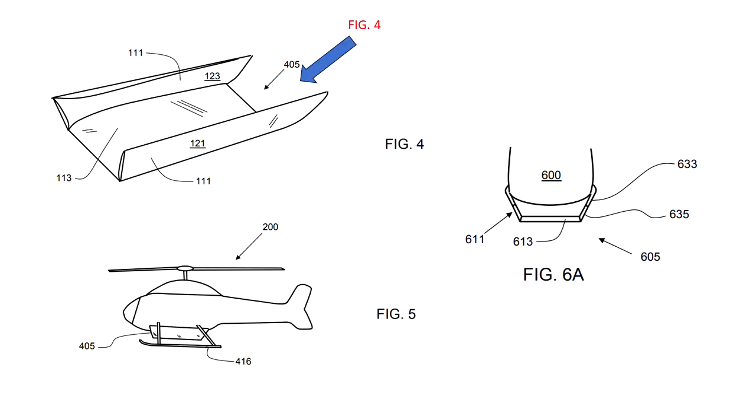Figure 4 shows a perspective view of the attachable wing. Figure 5 shows the wing attached to an aircraft, a helicopter in this case, and Figure 6A shows a front view of the wing attached to a fuselage of an aircraft. So by now, we should have a high-level understanding of what the invention is.